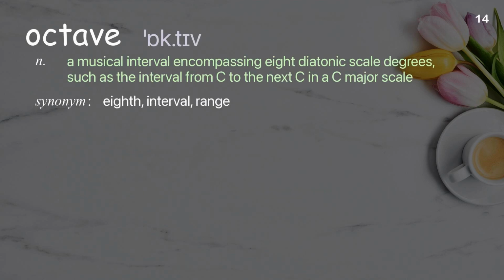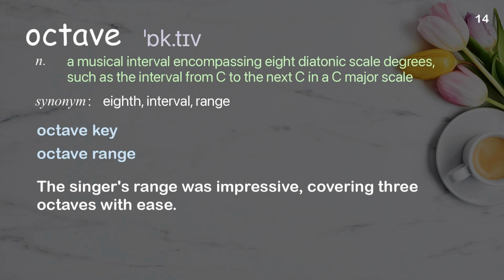Octave. A musical interval encompassing 8 diatonic scale degrees, such as the interval from C to the next C in a C major scale. Examples: Octave key. Octave range. The singer's range was impressive, covering 3 octaves with ease.